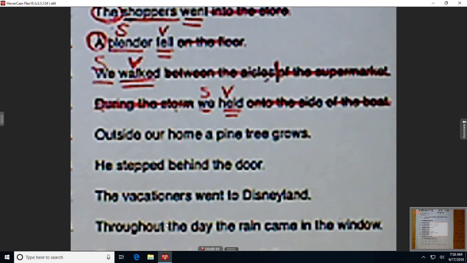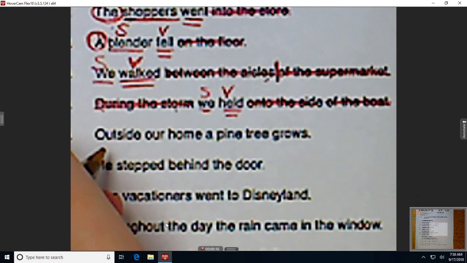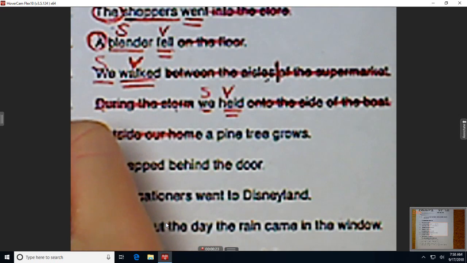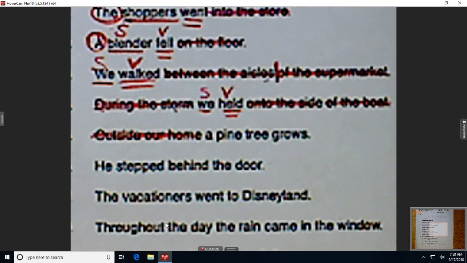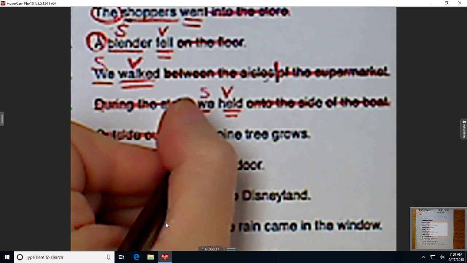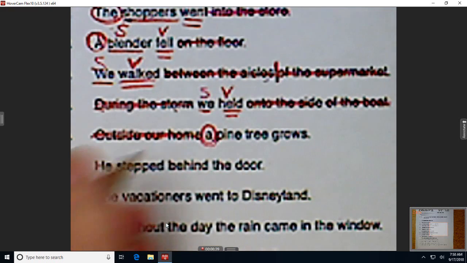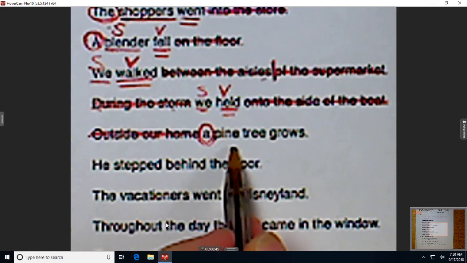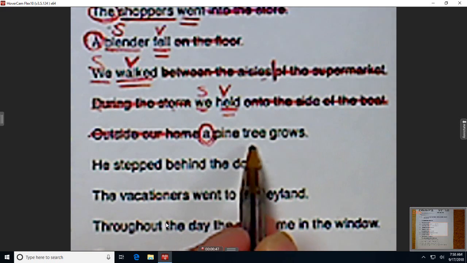What's my prepositional phrase? Amber. No. Outside? Outside to where? Outside our home. Do we see any more prepositional phrases in this sentence? No. Do we see any articles? A, an, or the? Yeah. What do we see? A. Okay. Now we have left: a pine tree grows.